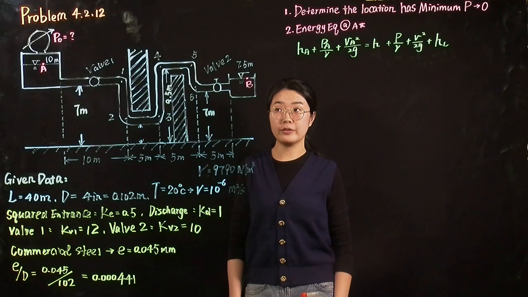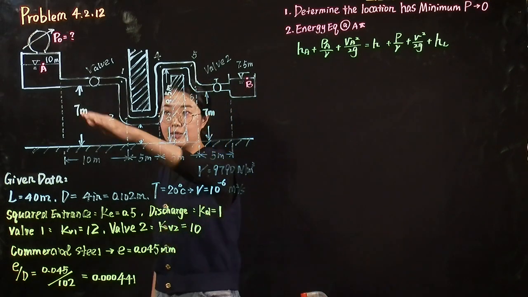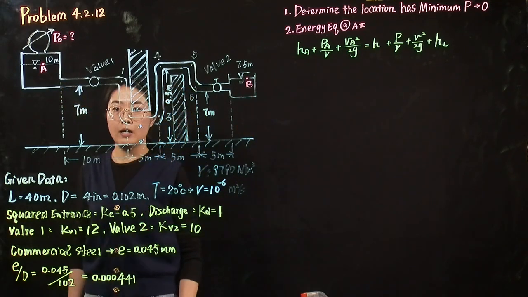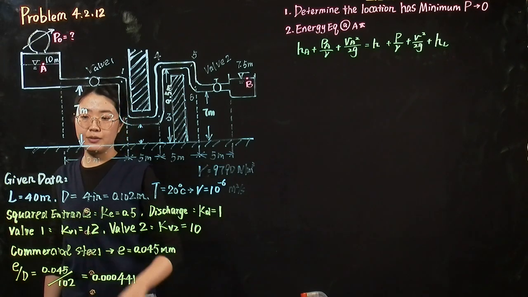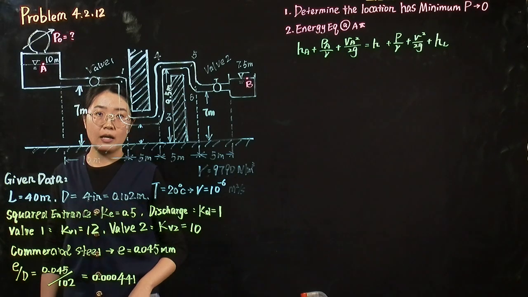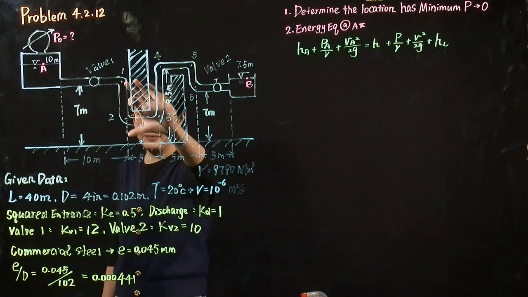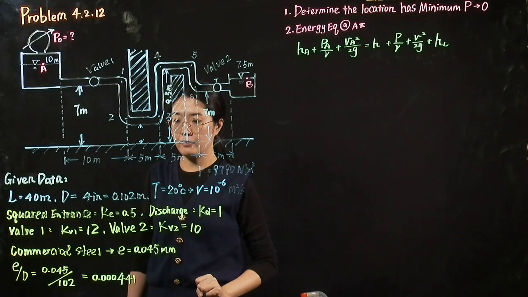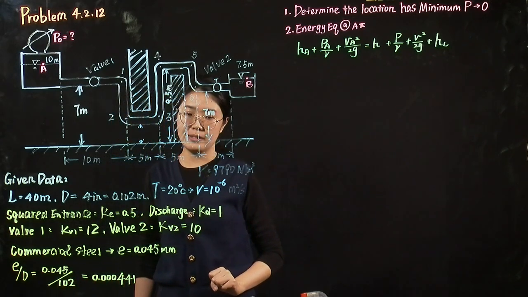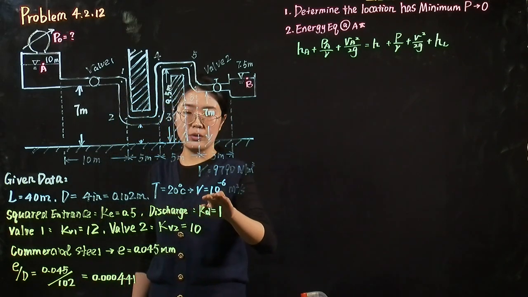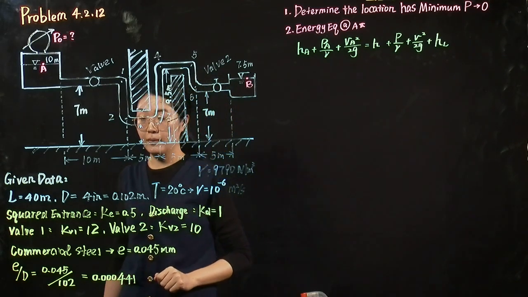For problem 4, there is a pipeline system being used to transport water from reservoir A to reservoir B. The problem gave us information about the total length of the pipe, which equals 40 meter. It also provides the length of each section of the pipe. The diameter of the pipe is 4 inch. The water temperature is 20 degrees Celsius. Based on the water temperature, we can determine the specific weight of water and the kinematic viscosity.